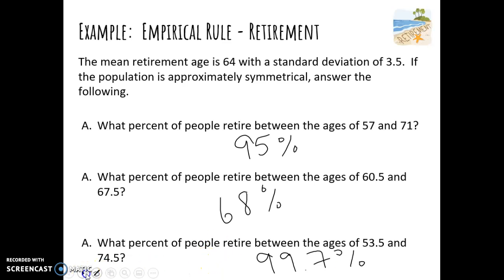All right, let's look at the next slide. Chebyshev's Rule. So not all of our data can be symmetrical. I mean, it would be nice, but it's not a perfect world. It doesn't happen that way. So we use Chebyshev's Rule for any data set. So whether it's symmetrical, whether it's skewed left, whether it's skewed right, we can use Chebyshev for all of them.